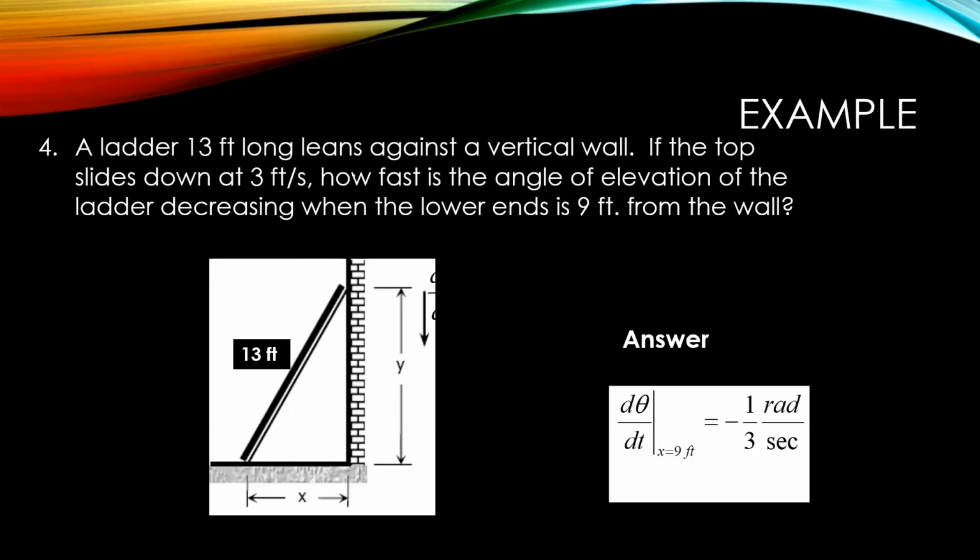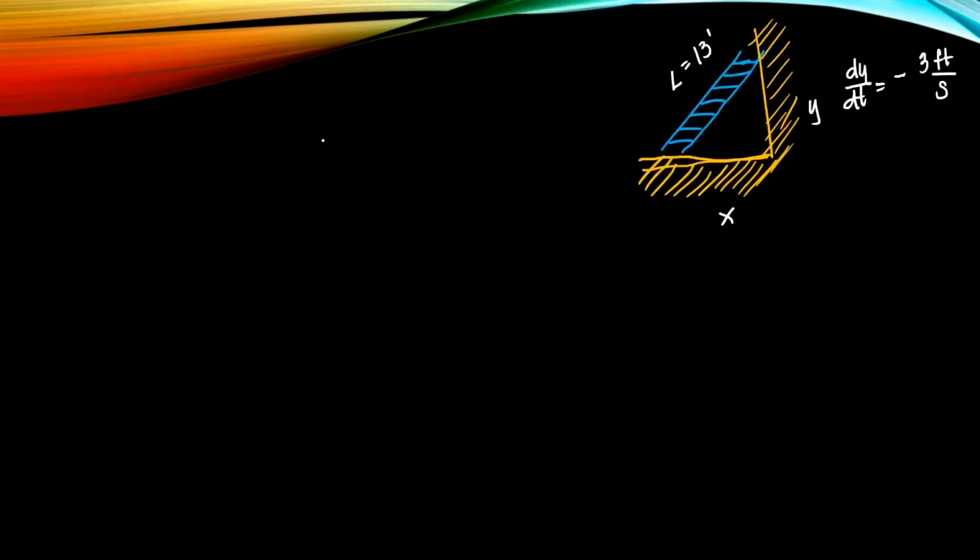Now, what's being asked? How fast is the angle of elevation of the ladder decreasing when the lower end is 9 feet from the wall? So there is an angle here, the angle of elevation. So you're being asked the derivative of the angle of elevation with respect to time when x is 9 feet from the wall. But then you see there's an angle. So for us, how do I incorporate the angle? I cannot use the Pythagorean here. Maybe you can, but is that the proper formula that we need?